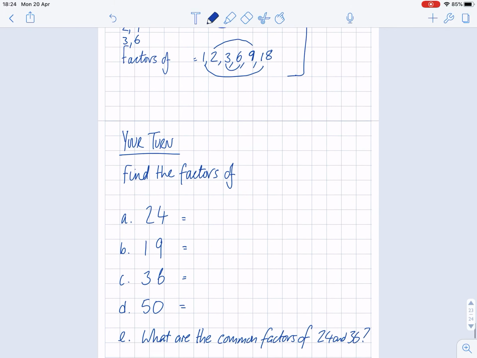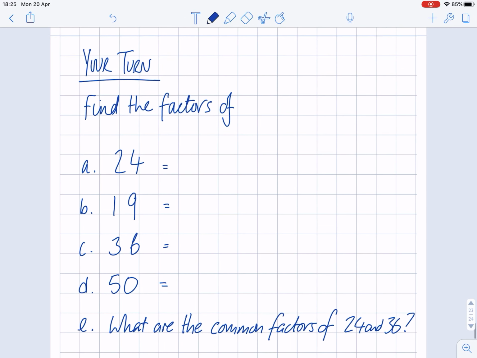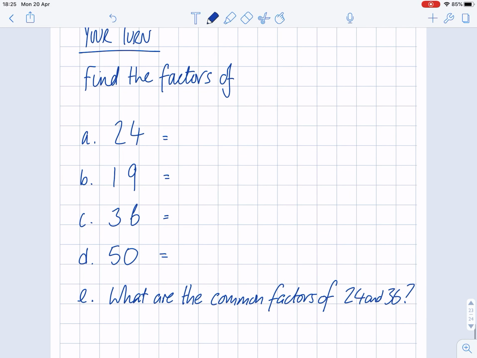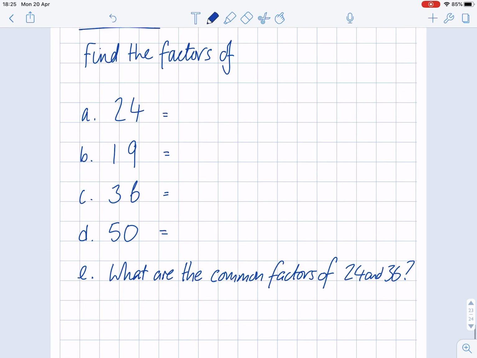So your turn now. You can see I've asked you to find the factors of 24, 19, 36, 50, and then I want you to find the common factors of 24 and 36, sorry. So pause the screen now, work out your answers, and then press play when you're ready to go through the answers with me, please.